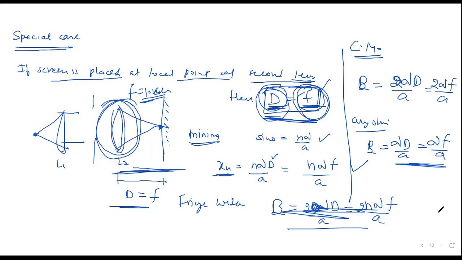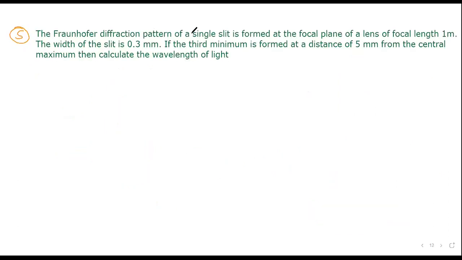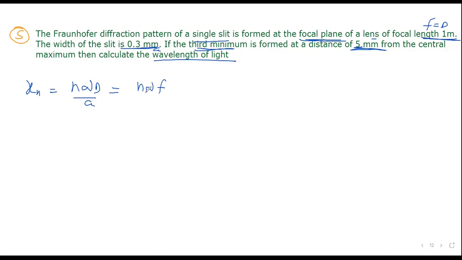Okay, so now do that question. This question was like this. They said the diffraction pattern of a single slit is formed at the focal plane of a lens of focal length 1 meter. Meaning your f or D is given. The width of the slit is given, again a is given. If the third minima is formed at a distance of 5 mm from the central maxima, calculate the wavelength. So here the distance of the third minima is given. The distance of the nth minima is given by the formula n lambda D by a. Here D is not given, so you can write n lambda f by a, because instead of D the focal length is given.